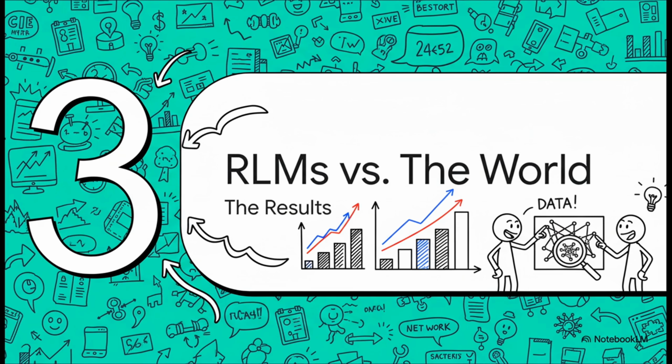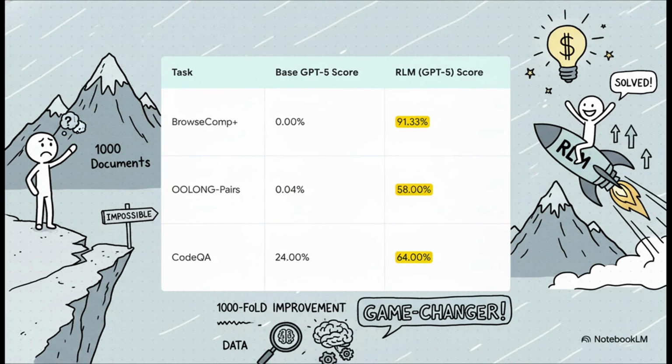How does it stack up in the real world? Let's take a look at the results, because this is where things get really exciting. Just look at these numbers, seriously. On a task that involved reasoning over 1,000 documents, the standard model scored 0. A big fat 0%. It was literally an impossible task for it. The RLM version scored over 91%. And check out the next task, a more than 1,000 times improvement. This isn't just a small bump, people. This is a total game changer.